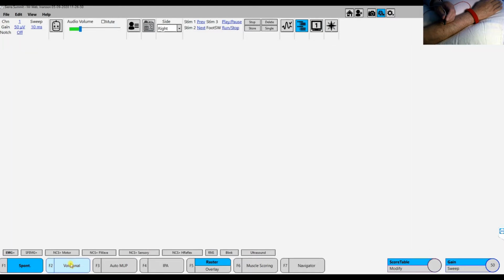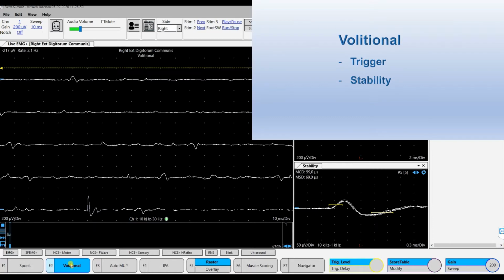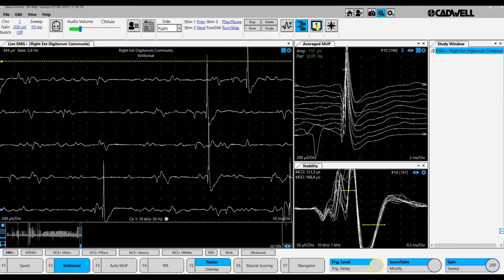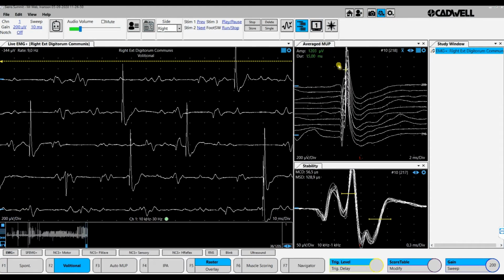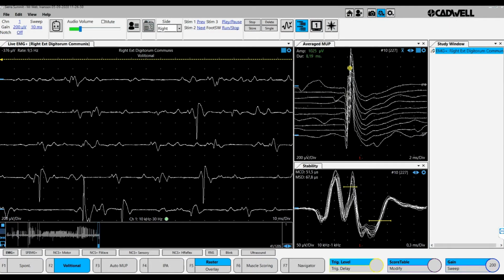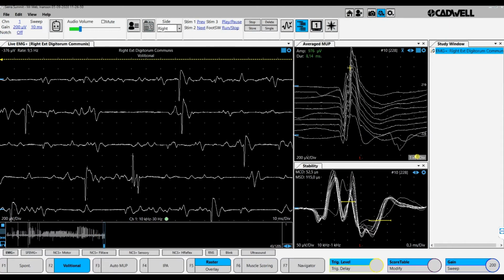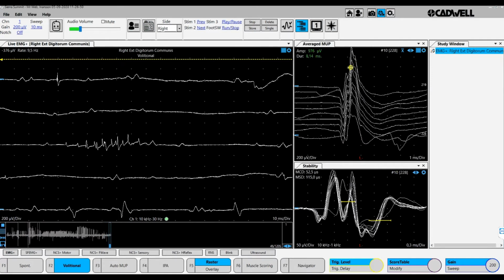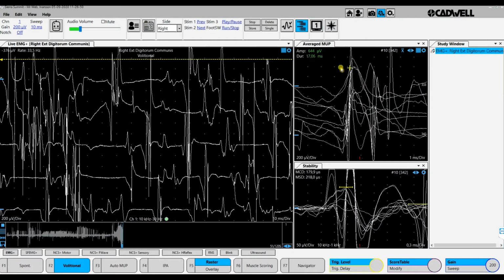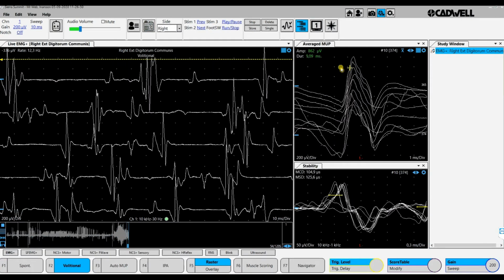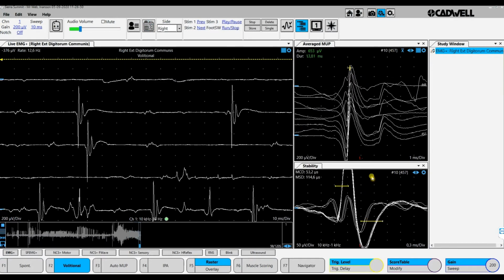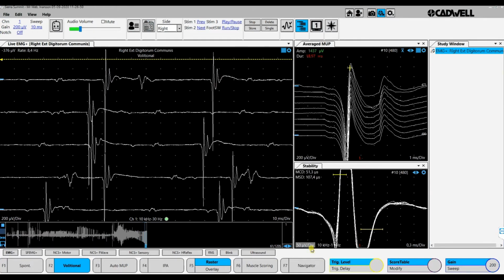And that is voluntary activity. We are going to ask for a very slight contraction. We trigger on the sweep so that you see the trigger level up in the upper right quadrant, and the trigger level is indicated with a yellow symbol. I move the needle to get a good signal, and here is just one motor unit that is active.